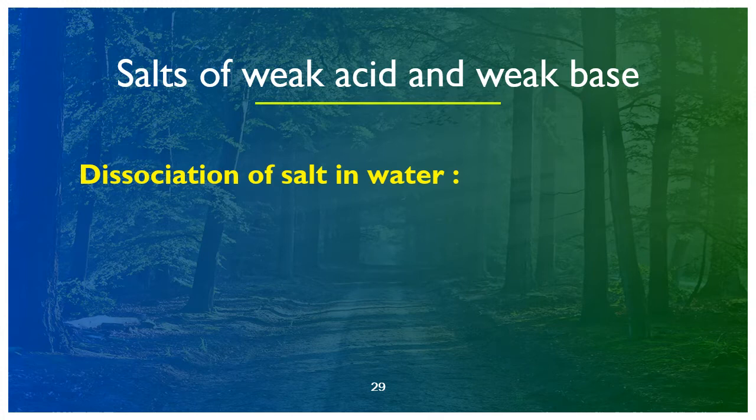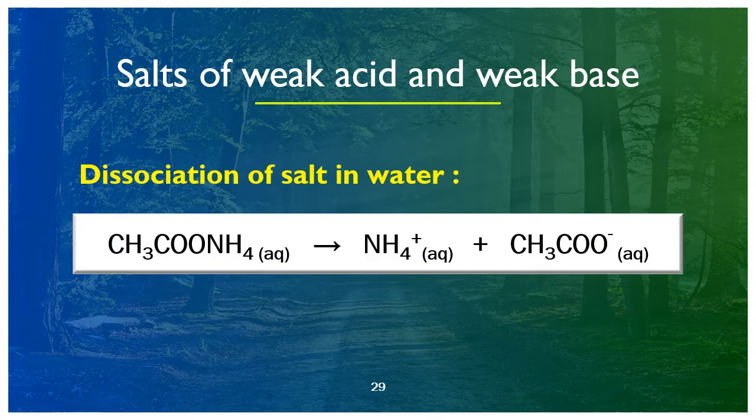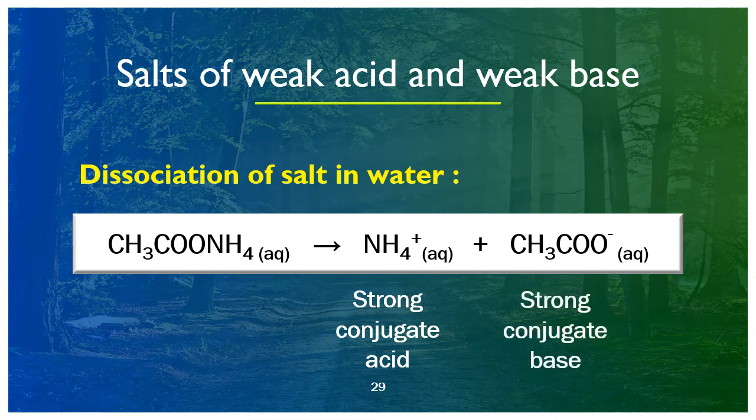When both of these, the acid and base, react, they will form the salt ammonium ethanoate. The dissociation of the salt in water can be written as shown in the equation. The salt solution is completely ionized to form ammonium ions and ethanoate ions. The ammonium ion is a strong conjugate acid that forms from the weak base ammonia, while the ethanoate ion is a strong conjugate base that forms from the weak acid ethanoic acid.